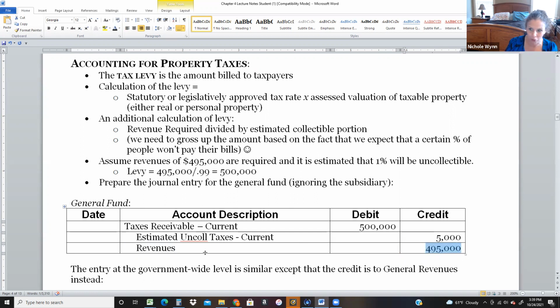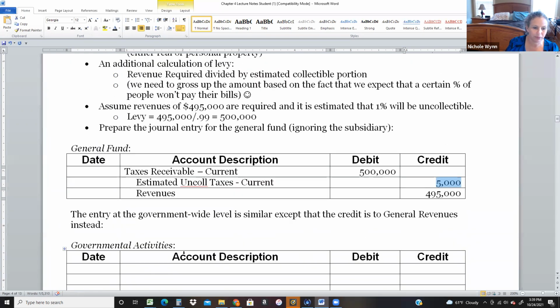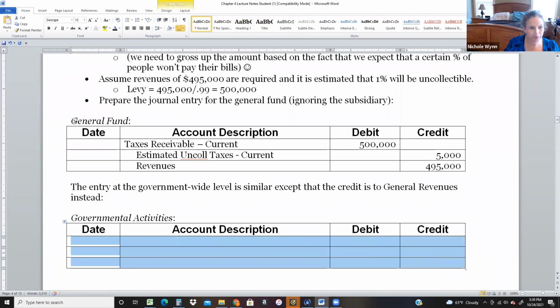Modified accrual basis. In financial accounting, we record the whole thing as revenue, and then we estimate bad debt expense at the end. But with the government, we use the modified accrual basis. So we actually record it at the net amount that we actually expect to get. So we're going to record the revenue at 495,000, and the 5,000 is the amount we expect to not be able to receive.